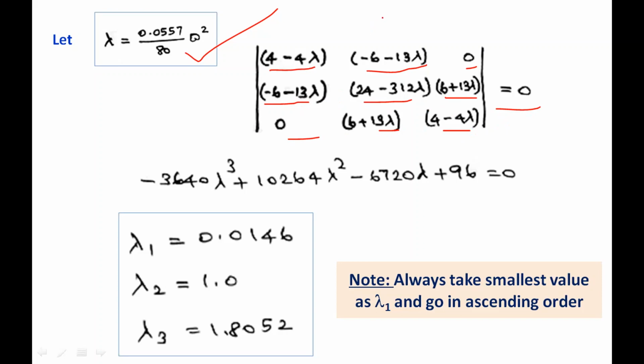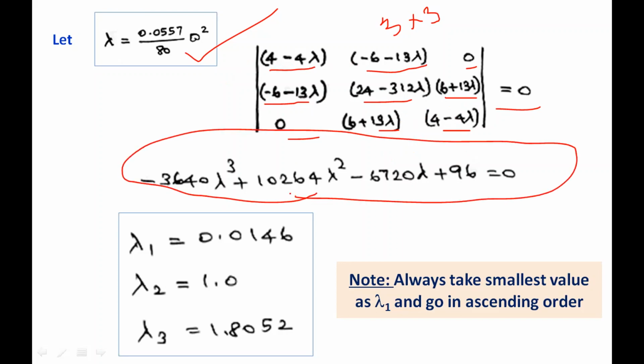Now this is a 3 by 3 matrix. For a 3 by 3 matrix, we have to find the determinant. So expand either row wise or column wise, we will get the same answer. Expanding and after rearranging the terms, we will finally get this cubic equation in terms of lambda. Right, directly I am giving the cubic equation. You can check how this equation is arrived afterwards. So minus 3640 lambda cube plus 10264 lambda square minus 6720 lambda plus 96 equal to 0.